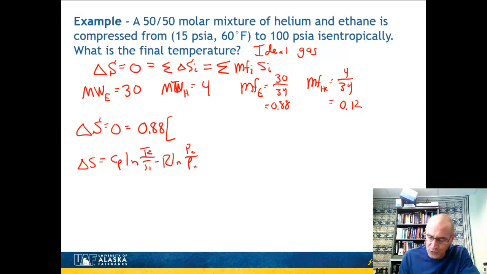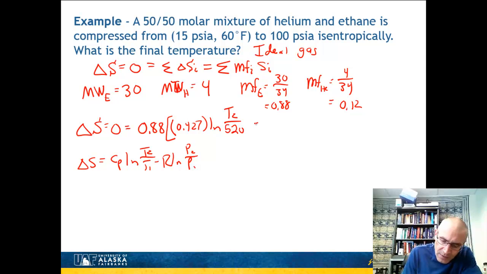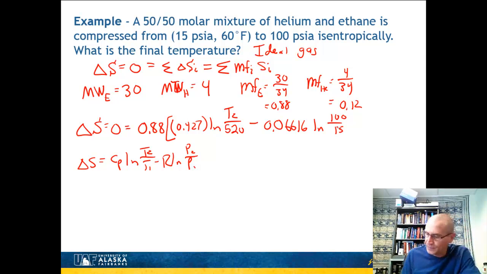I'm applying that for each one of these, and so now the Cp of ethane is 0.427 natural log of T2 over my initial temperature, which is 60. I need to do that in absolute, so it's going to be 520. And then I'm going to have minus 0.06616 natural log of 100 over 15. All right, so that right there is my ethane term.